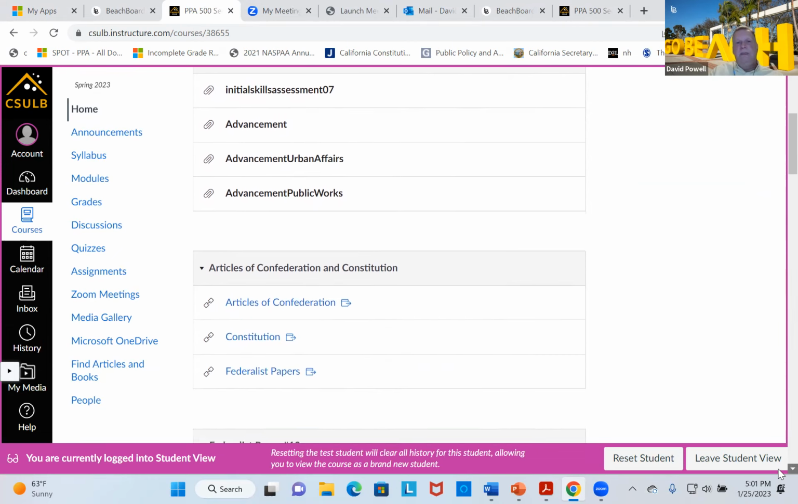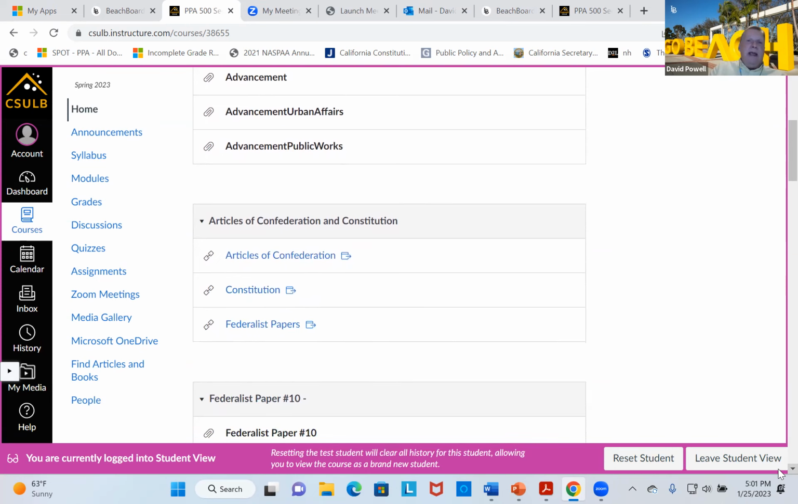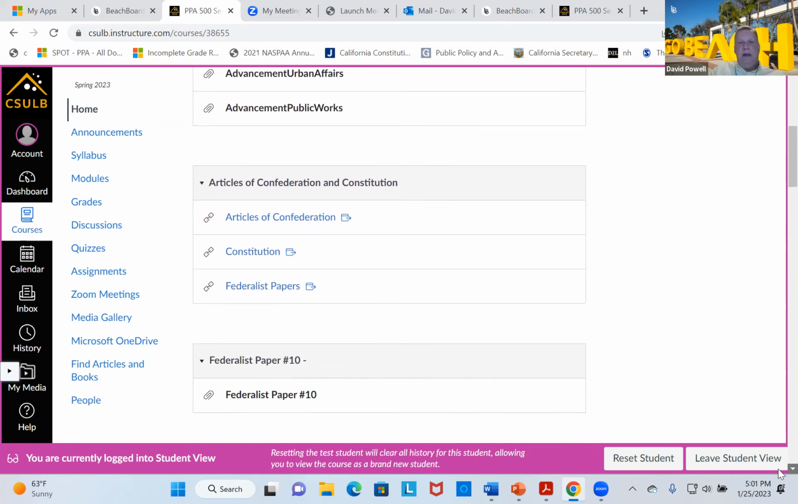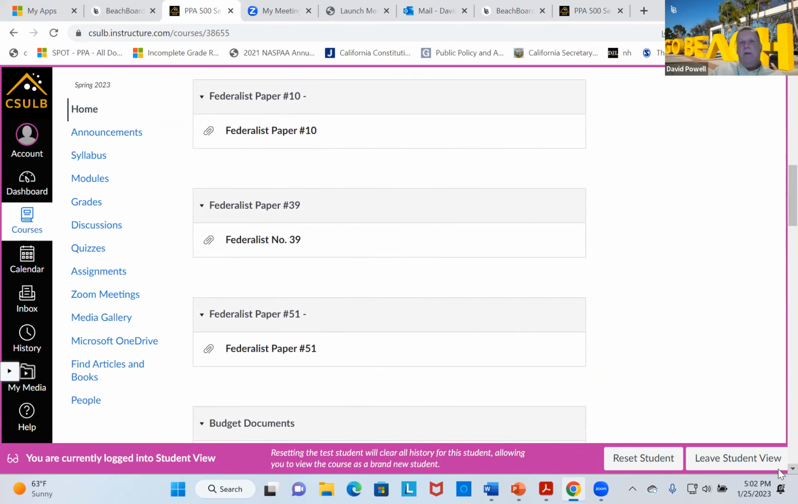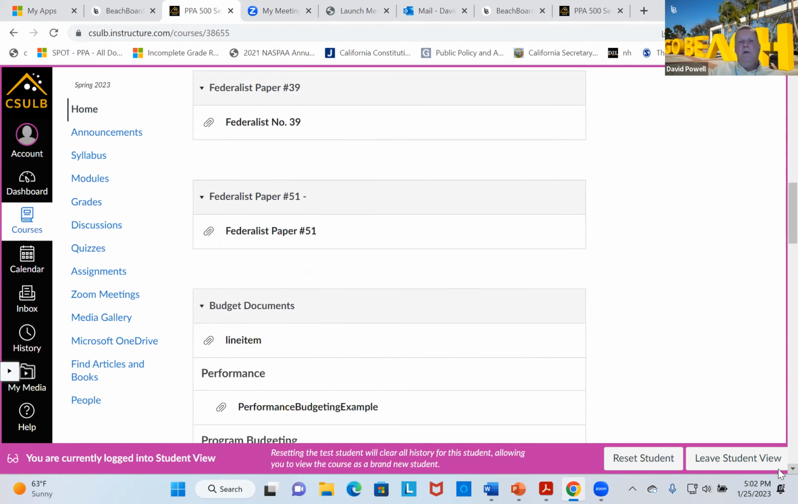draft advancement form. Some of the readings that we have for next week: Articles of Confederation, the Constitution, and the Federalist Papers. I have listed links there for you to access those documents. And for the Federalist Papers, I broke out the three most important ones that we're going to be covering for this class: Federalist Paper number 10, 39, and 51. Of the three, it's really Federalist 10 and 39 that we'll spend time talking about in class next week if we have time, and if not, then we'll do it the following week. But those are the ones that you're really going to want to focus on.